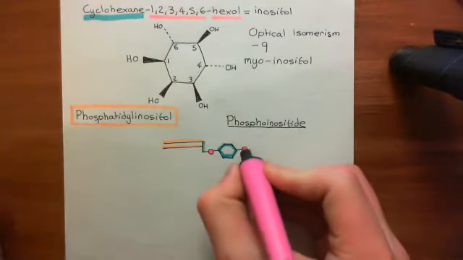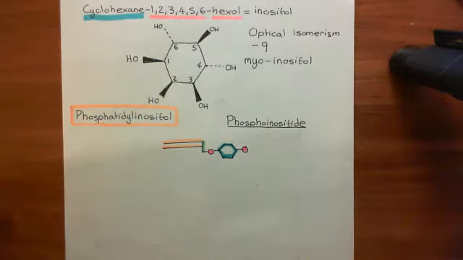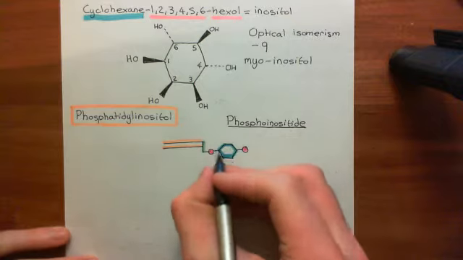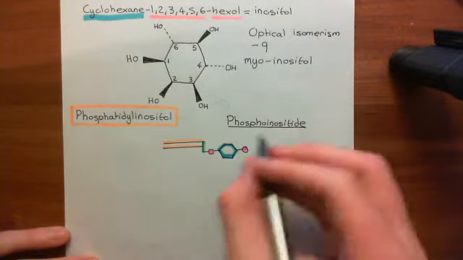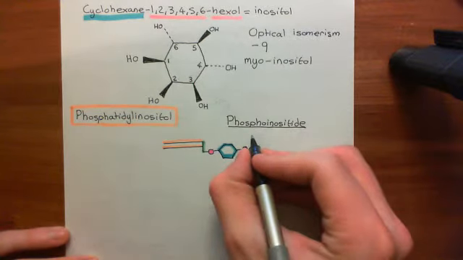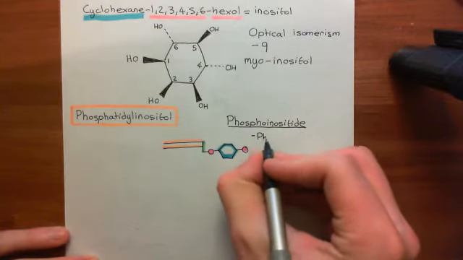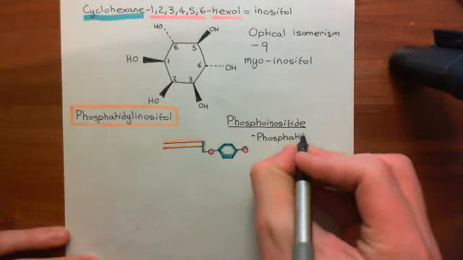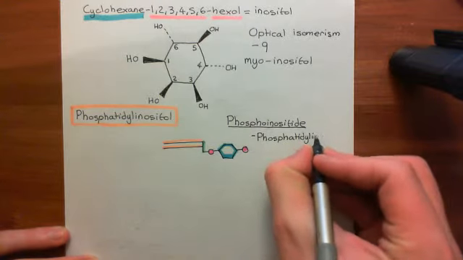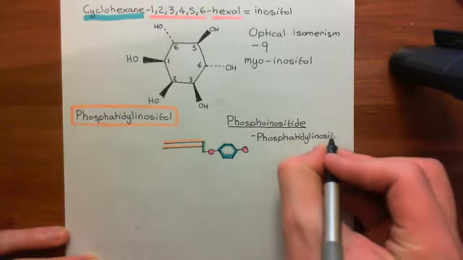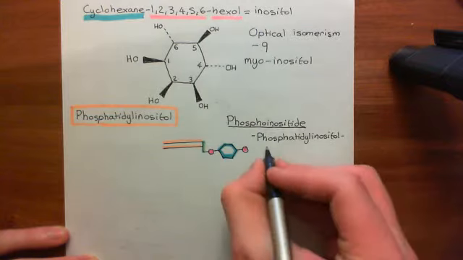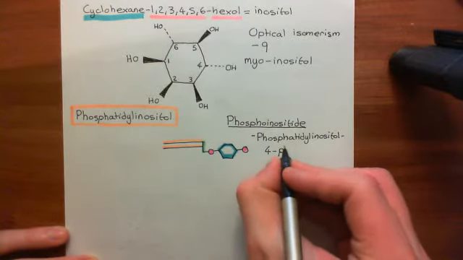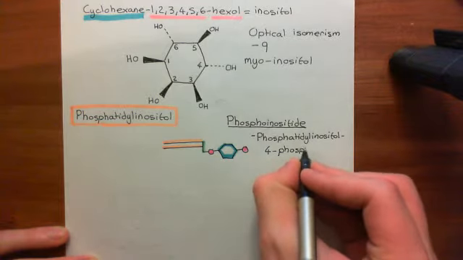So let's stick one phosphate group onto the alcohol group that comes off the fourth carbon of a myo-inositol ring within the phosphatidylinositol. Now this will be called phosphatidylinositol. Okay, so we're always going to have that now in our name. And now we've added on a single phosphate group onto the fourth carbon, so it's going to be called phosphatidylinositol 4-phosphate.